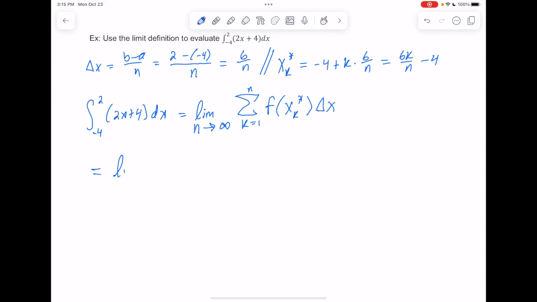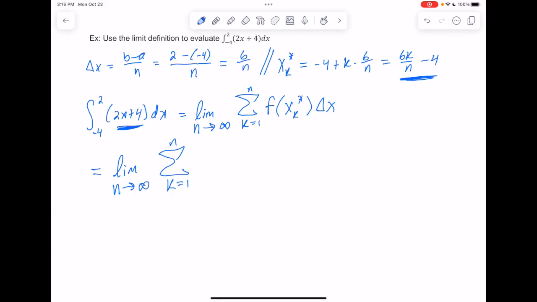So we have the limit as n goes to infinity is going to stay out front. The sum for now is going to stay out front. It will be our goal to eventually get rid of both of those pieces. But for now, what we're going to do is plug in. So the xk star is going to get plugged into our function. And this is our function, and this is our xk star.